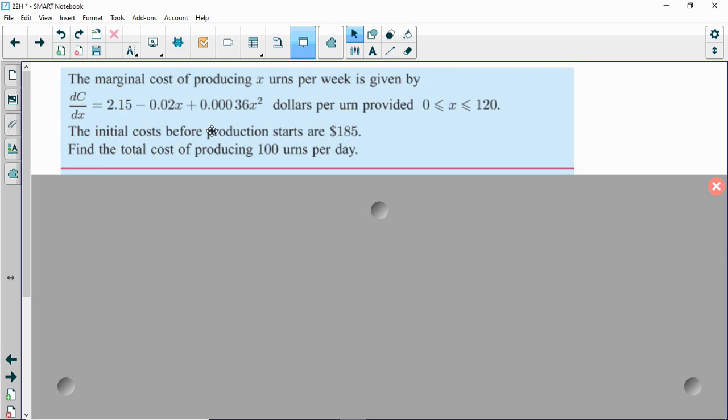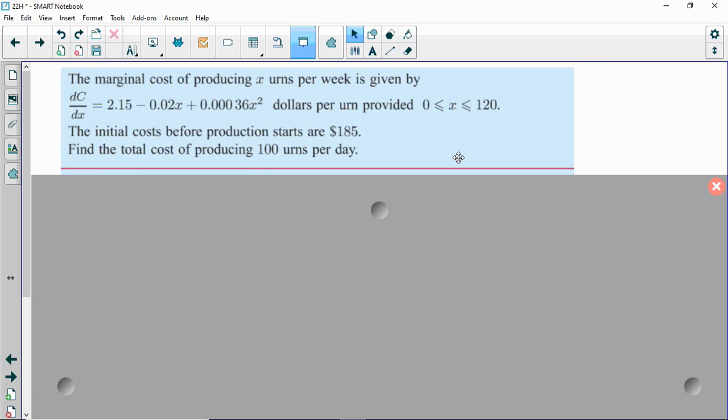We have a function here which represents the rate of change in cost for producing one additional earn, in this case, is what we're making. Now, what's different about this problem is we don't have a definite integral with boundaries. I suppose a somewhat reasonable but very wrong first guess would be to go from 0 to 100, since they want the cost of producing 100 earns.